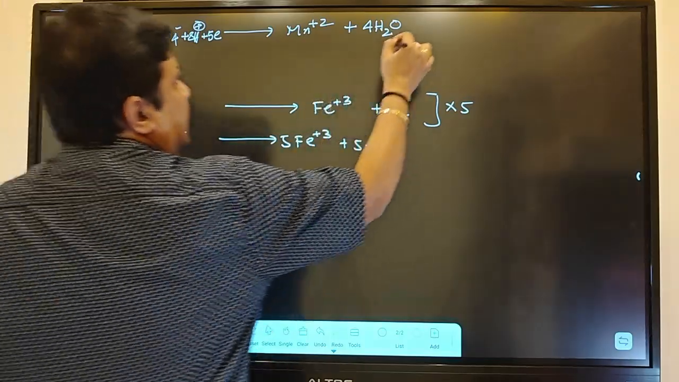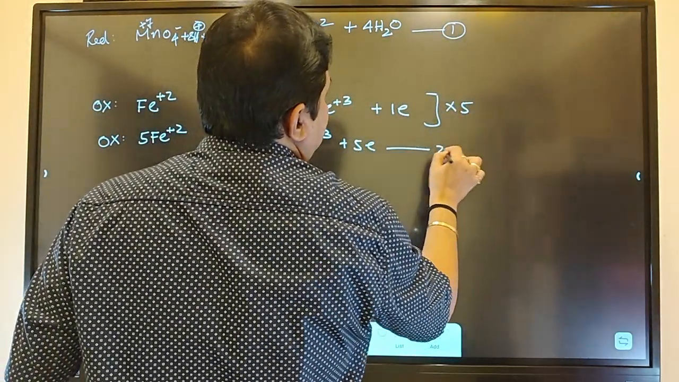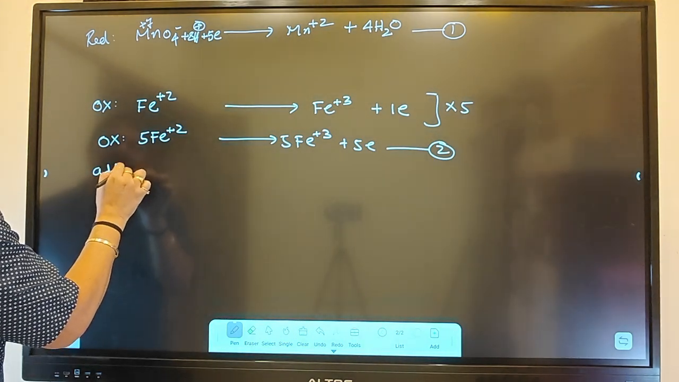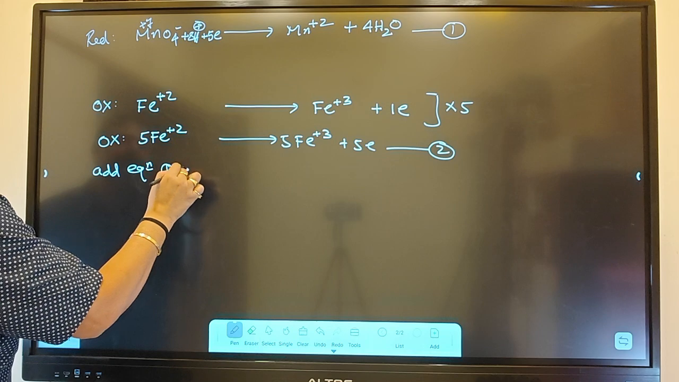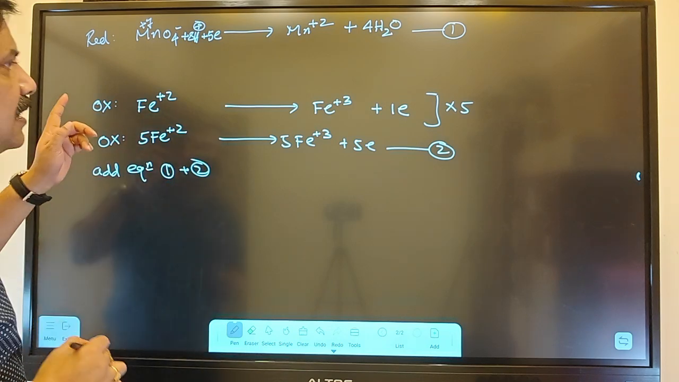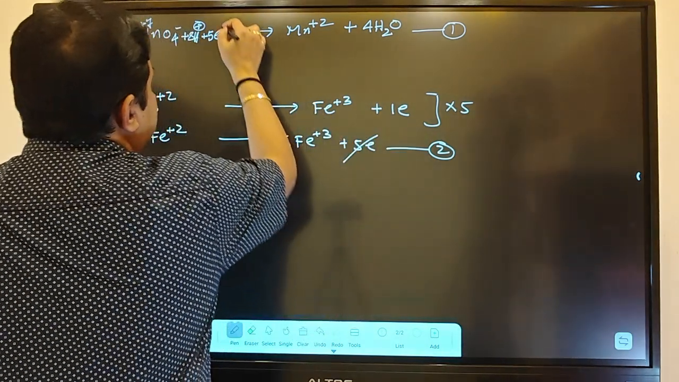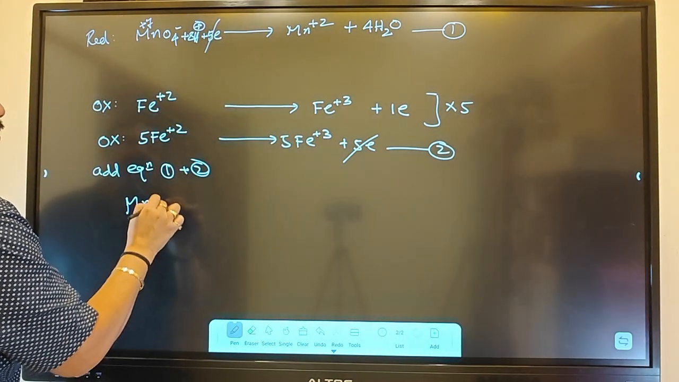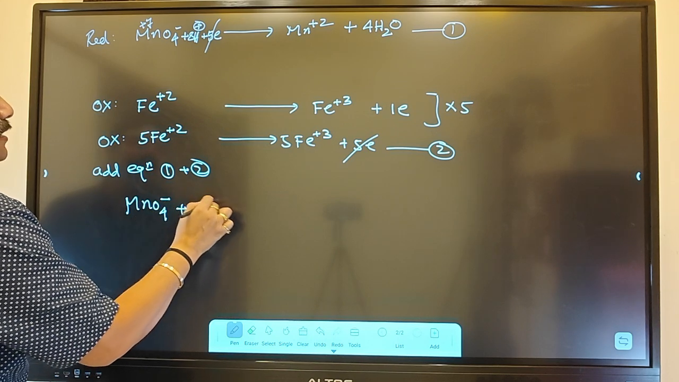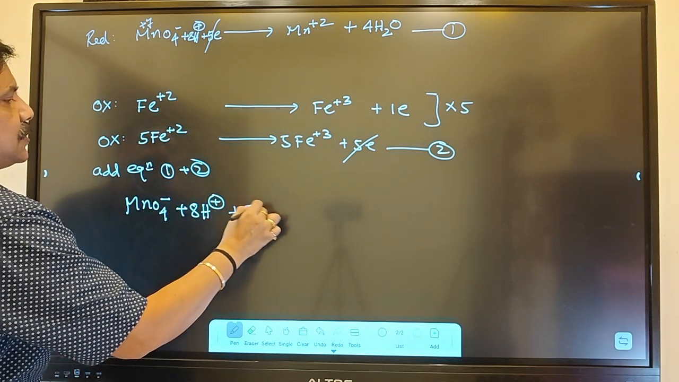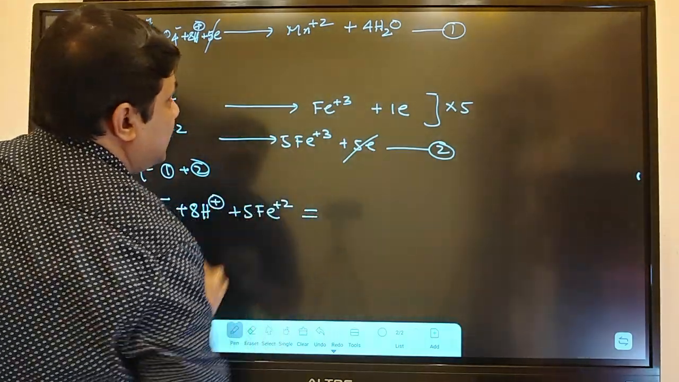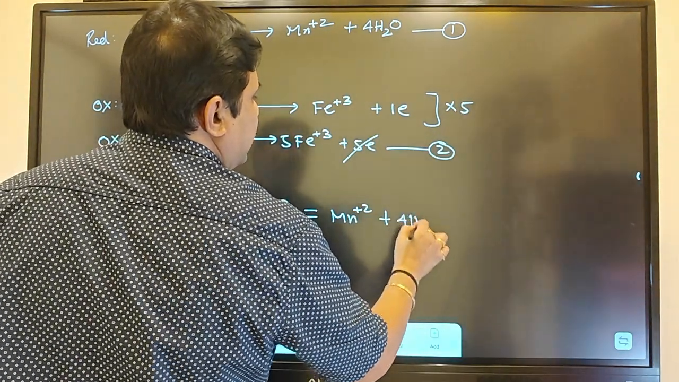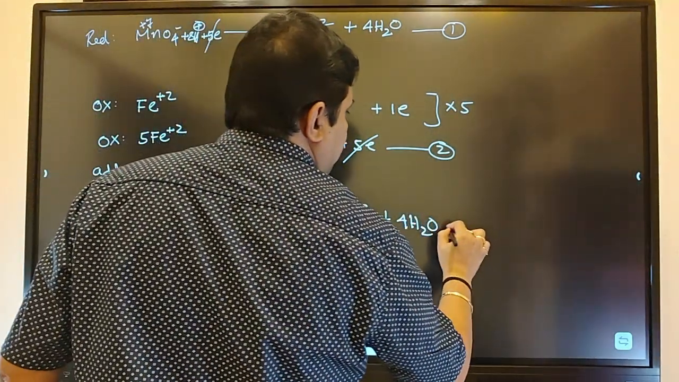Now this is my equation 1 and this is my equation 2 after multiplication. Then add equation 1 and 2. Then what will we get? You look, 5 electrons on this side and 5 electrons on this side cancel. Then what will we get over here? MnO4 minus plus 8H plus on the reactant side, plus 5 Fe plus 2. And now I am giving an equal sign and then Mn plus 2 plus 4H2O plus 5 Fe plus 3.